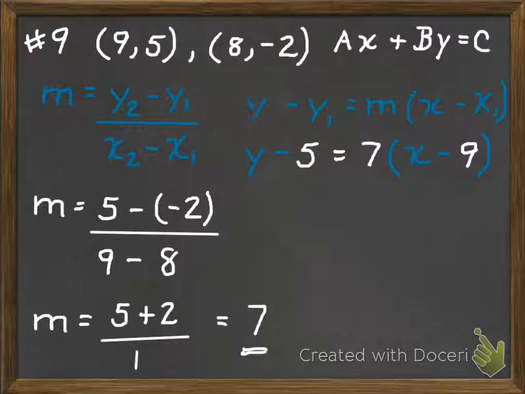So we found the slope, and we need a point to put in our point-slope form. We put the slope in where the m is, and we just pick either point. I picked the point with all positive integers. So I replaced the x sub 1 on the right side of the equation with the 9, and the y sub 1 on the left with the 5. So I used the first point in the point-slope form, along with the slope that we found.